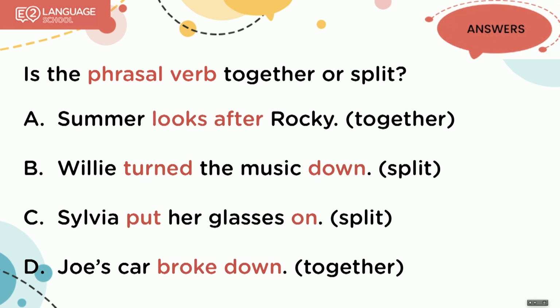Okay, let's take a look at the answers here. So A, Summer looks after Rocky. This is together. B, Willie turned the music down. This is split. C, Sylvia put her glasses on. This is split. You can see the object between the verb and the preposition. And D, Joe's car broke down.